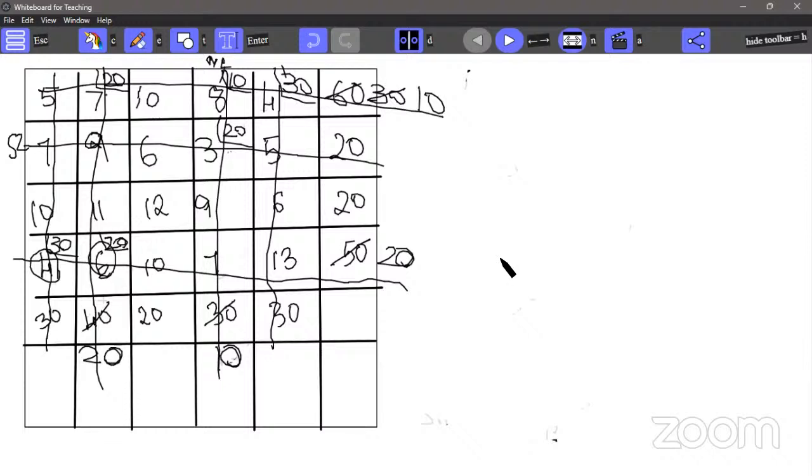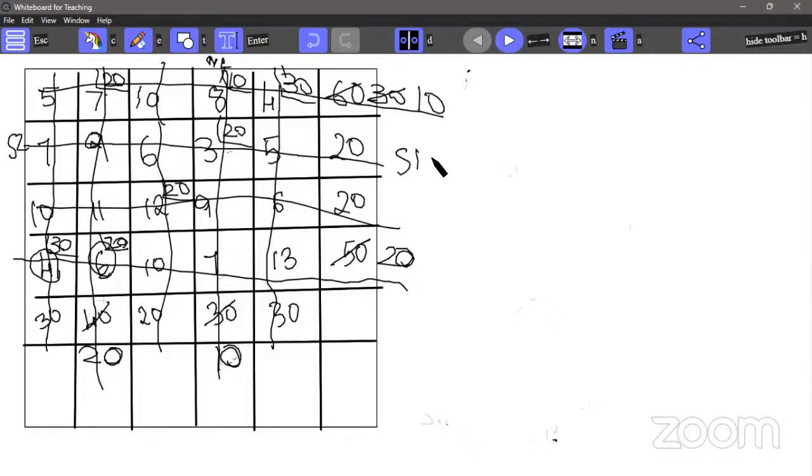Only one cell is left, 12. I don't have any choice, so I will allot 20 here. Okay. Demand got over. Supply got over. Everybody is happy now, isn't it? Yes, ma'am. So let us write down whatever allocations we have done.